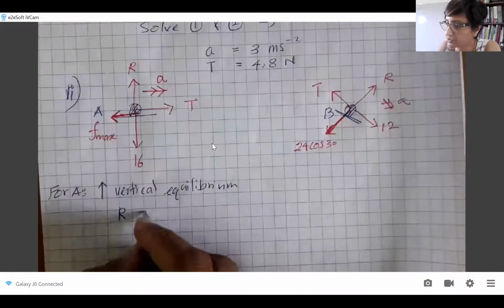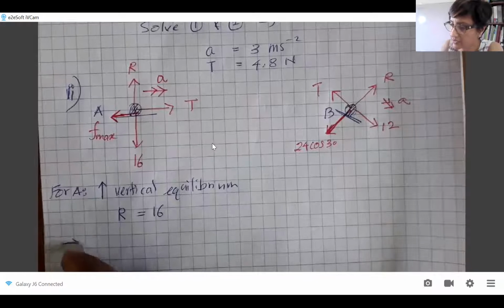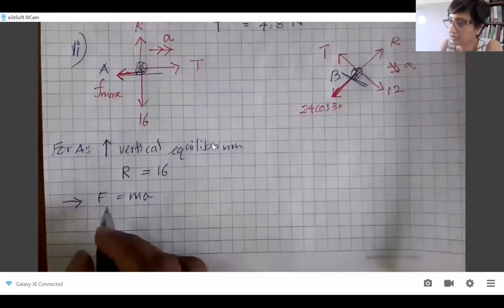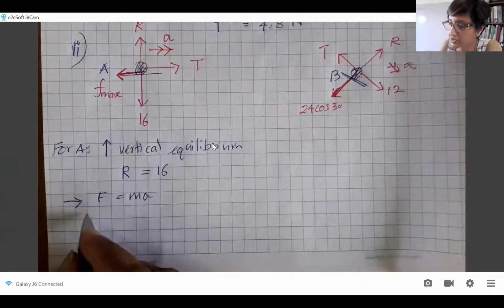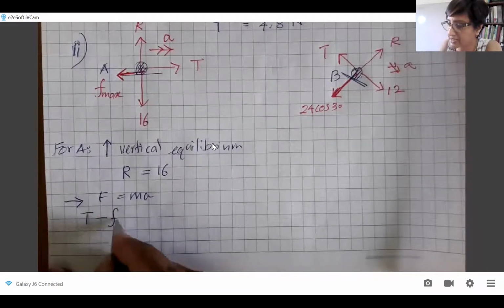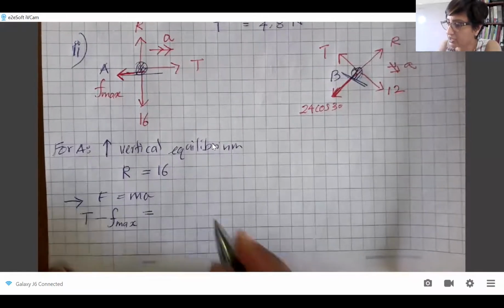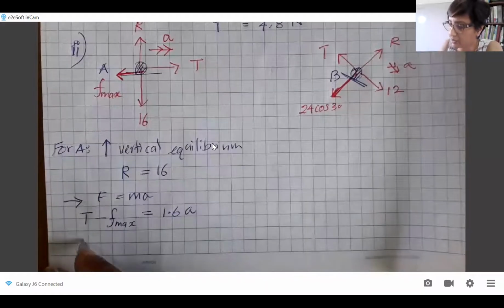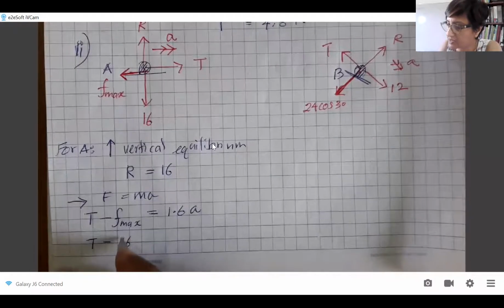R is equal to 16. Then we will do this way, F equals ma. My new F: T is in the direction of the motion, so T is positive. T minus F max. I will first write F max and put the values in the next step. T minus F max is equal to, what's M? 1.6 A. And let me now put F max. F max is R times mu.